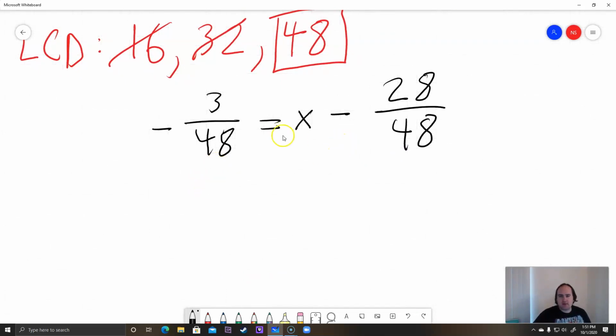Now what we do is we want to isolate x on the right side, so we need to get rid of the negative 28 over 48. And how do you get rid of a minus? Well, you add the same number. So we're going to add 28 over 48 to both sides.